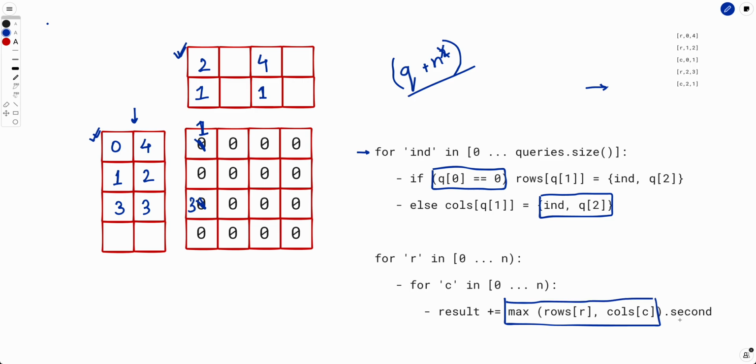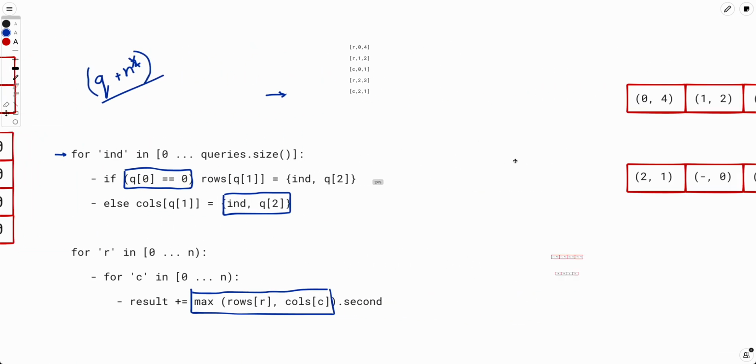So we'll get the pair and we'll just take the second value from the pair and add it to the result. So this was the pseudocode for Q into n square. Now we are trying to optimize this n square into some factor of n. So how to do that?